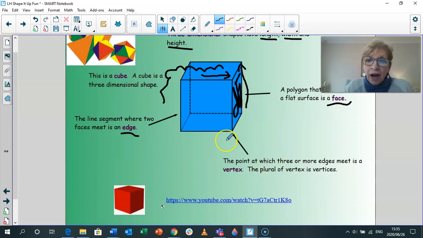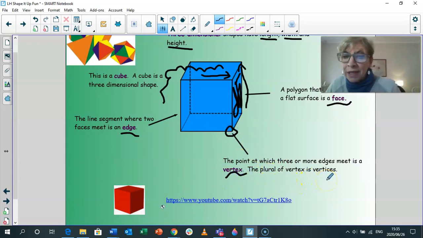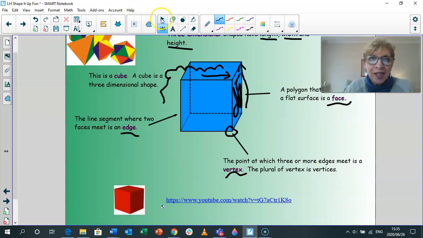Clever. Right, and then you've got your vertex, which is your little sharp points there. And a vertex is the point at which three or more edges meet. And the plural of a vertex is vertices.